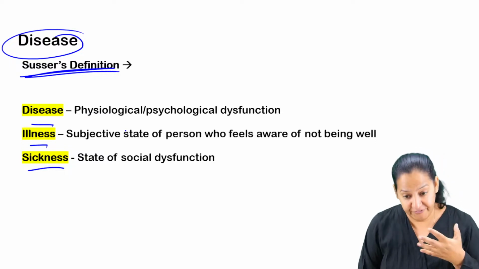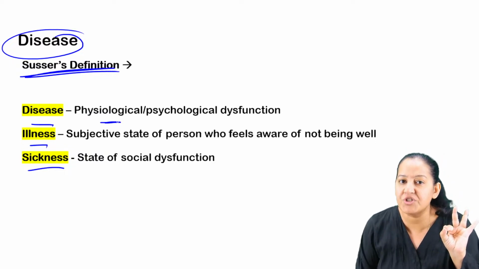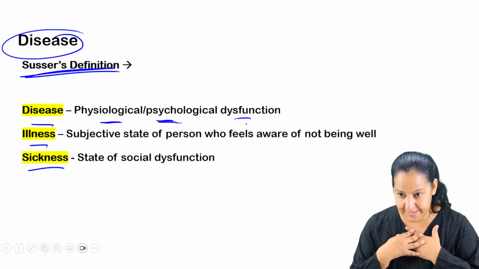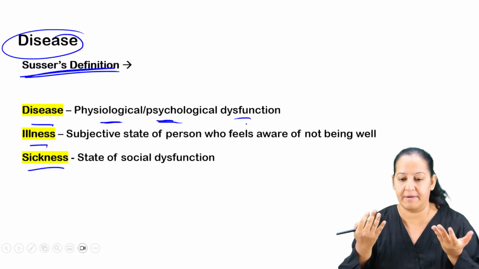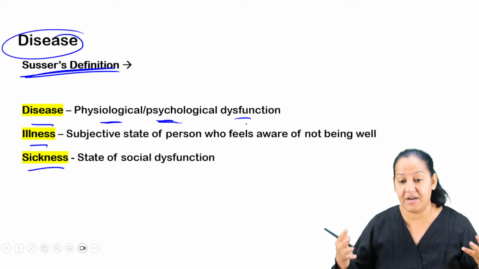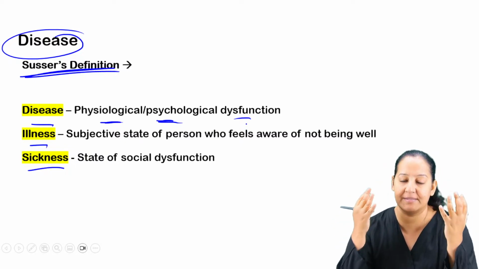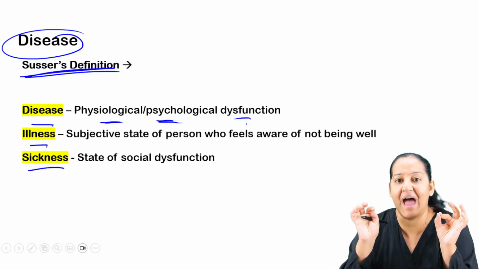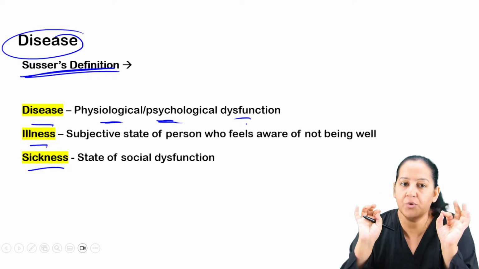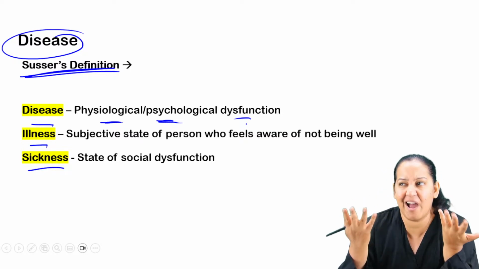So disease, if in human body any physiological or psychological dysfunction occurs, so the person is diseased. For example, in my body some physiological dysfunction occurs. Any of the systems, my GIT, my cardiovascular system, my urinary system, my central nervous system, any of the systems have some dysfunction, physiological or psychological dysfunction. So I will be having disease, but it is not necessary I have the symptom.